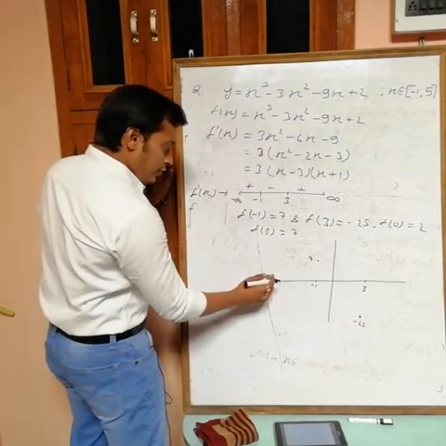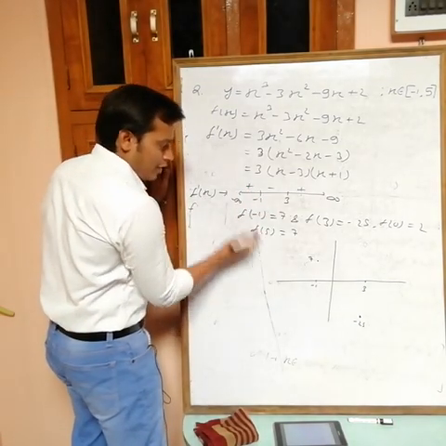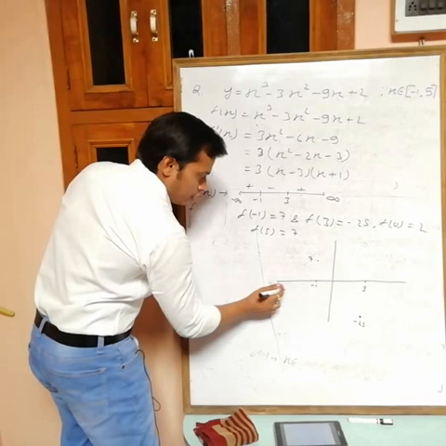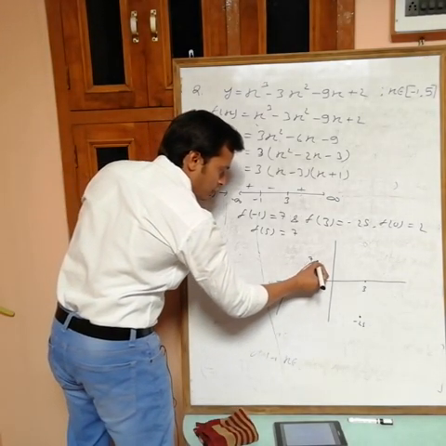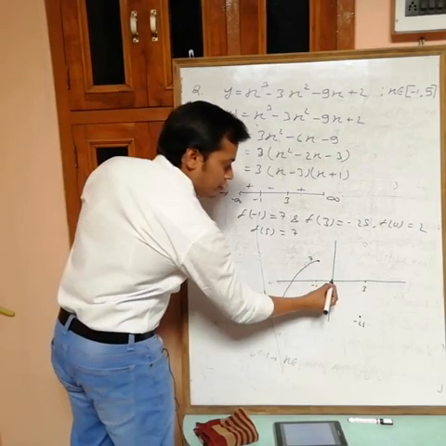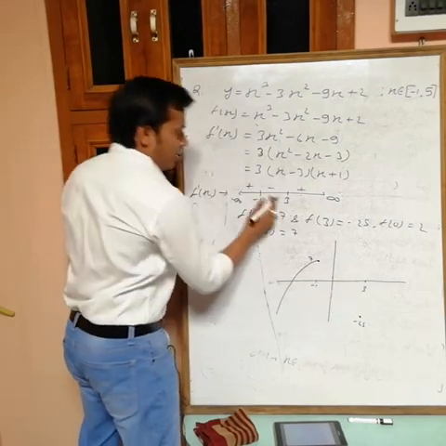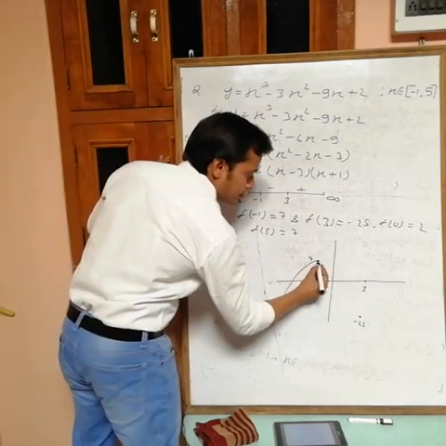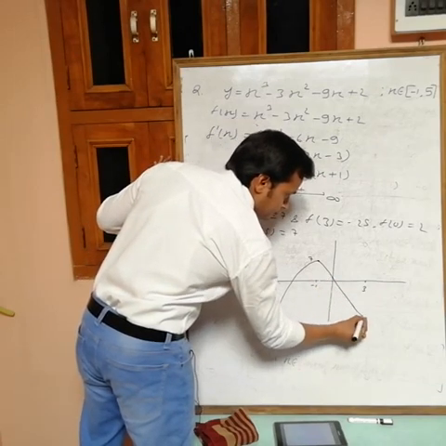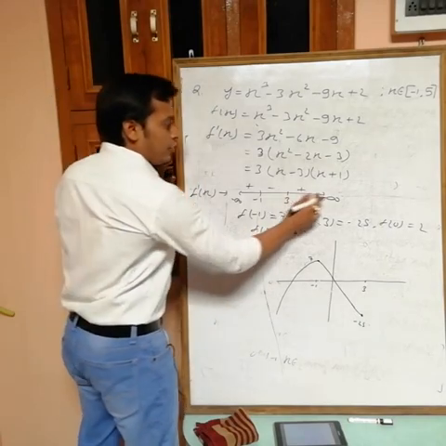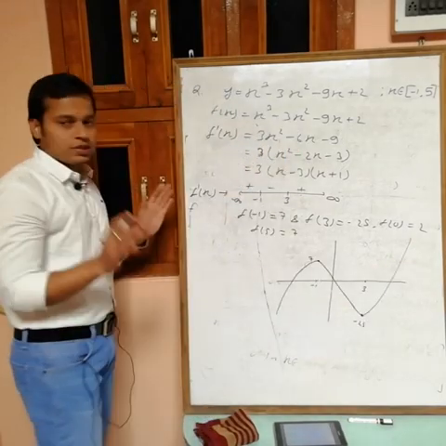Now, in this interval minus infinity to minus 1, the function is increasing, and at minus infinity you will get minus infinity. So in this interval increasing, but at minus 1 the value is 7. The value at 0 is 2. From minus 1 to 3, f dash x is negative, so decreasing. From 3 to infinity, f dash x is positive, so again increasing. This is the graph.